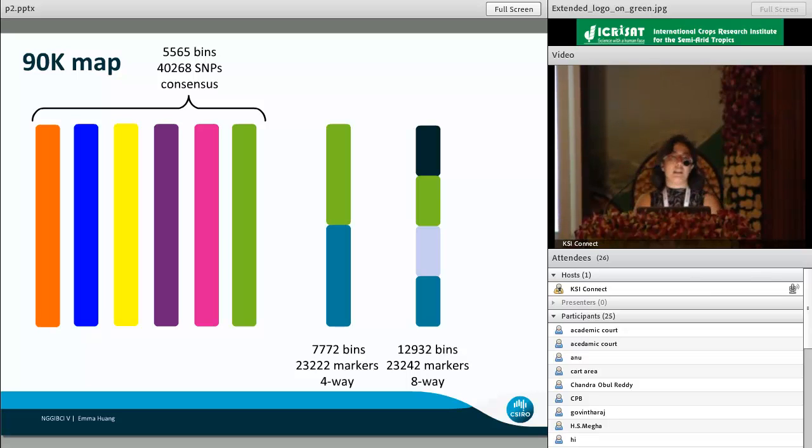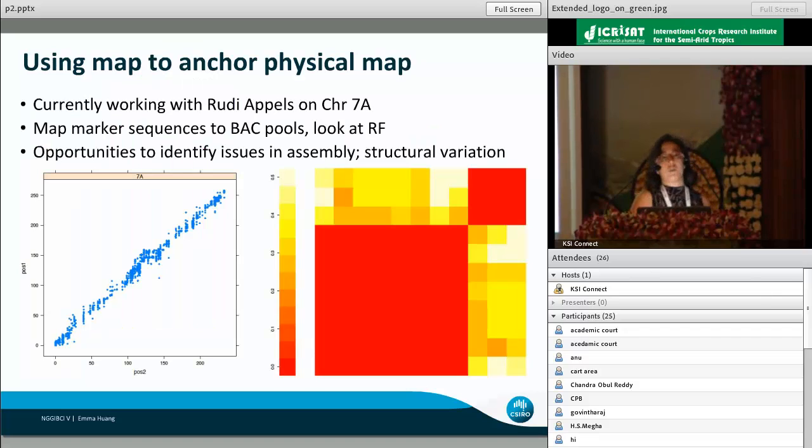The last thing I was going to mention is to come back to where I started, which was using the map to anchor the physical map. This is one thing we're working on with Rudi Appels on chromosome 7A, with the idea being to map the marker sequences to different BAC pools, look at where they are in the MAGIC maps, and look at the recombination fractions between them. This gives us opportunities both to improve the MAGIC map and to identify issues in the assembly or structural variation. An example is on the right.